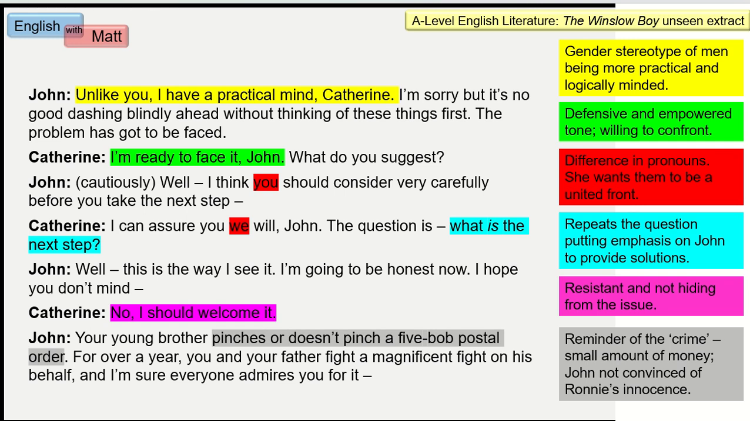In pink here, her short sentences, "No, I should welcome it," show that she has a degree of resistance and resilience. And as we said before, she's not hiding from the issue. And John at the bottom here in grey reminds us of the crime, the fact that he pinches or doesn't pinch a 5-bob postal order, which represents a relatively trivial and small amount of money. Let's say it represents £5.